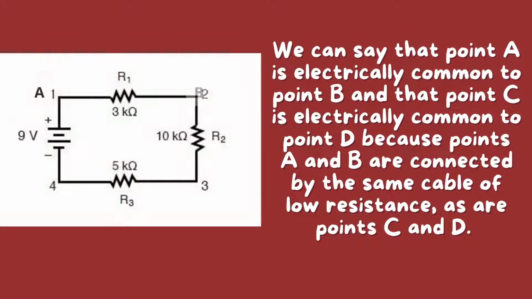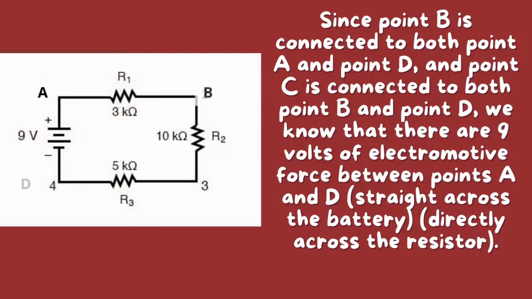We can say that point A is electrically common to point B, and that point C is electrically common to point D, because points A and B are connected by the same cable of low resistance, as are points C and D. Since point B is connected to both point A and point D, and point C is connected to both point B and point D, we know that there are 9 volts of electromotive force between points A and D, straight across the battery, directly across the resistor.